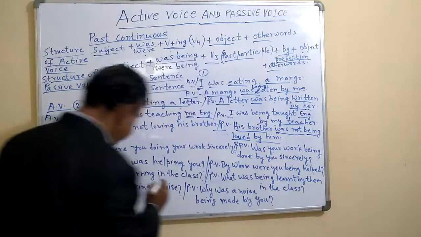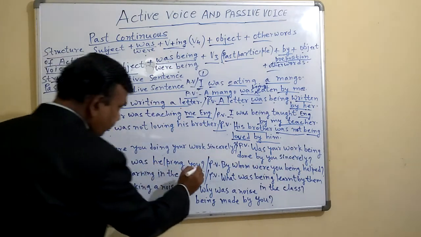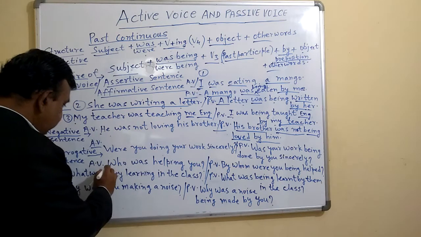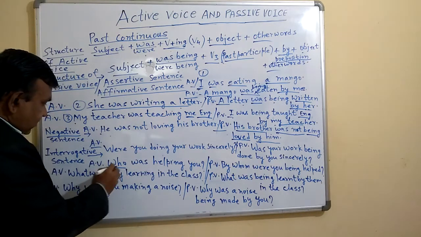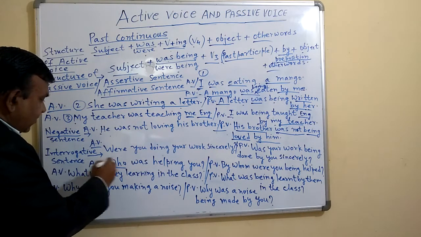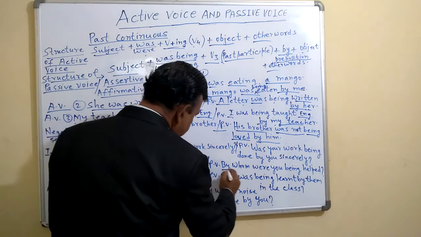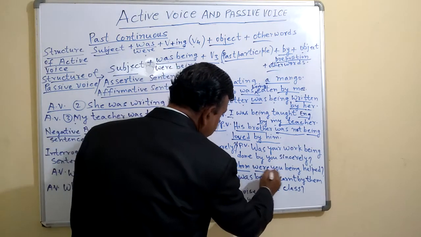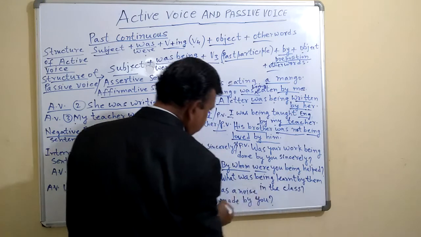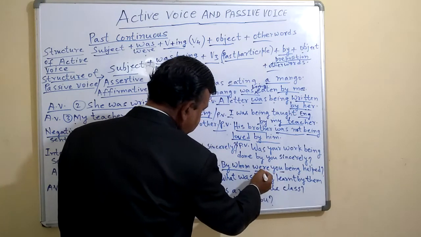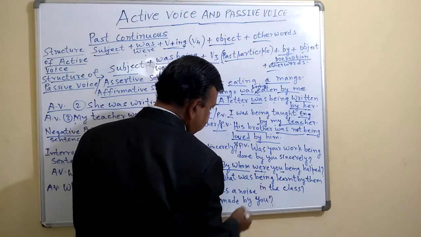Now, who was helping you? This is the active voice. Whenever the interrogative sentence starts with who, how will you change? By whom? By whom were you being helped? So, according to the sentence, this helping verb has come here.